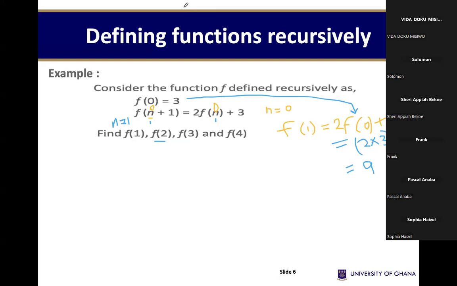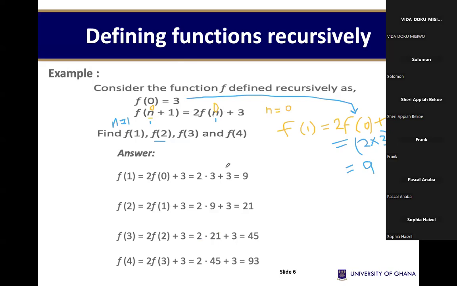Then lastly, if I also want to get the next one, f of 4, then I have to make the substitution n equals to 3. So that would be f of 3 plus 1, that would be f of 4, equal to 2f of 3 plus 3. And f of 3 from the previous iteration, we had it. So we can now go ahead and get a final value. If you do it, this is what you expected to get. And I hope you all had it. Any question?